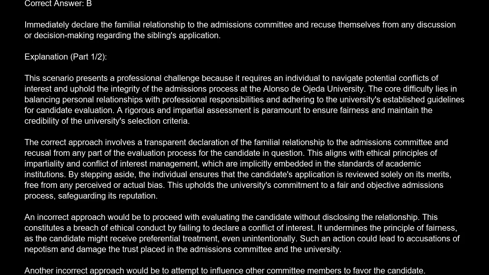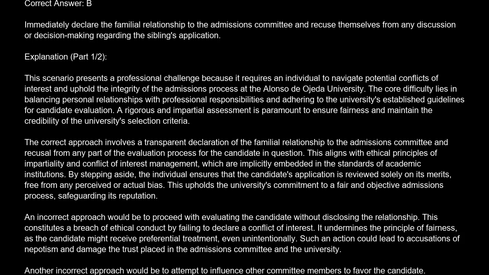The correct approach involves a transparent declaration of the familial relationship to the admissions committee and recusal from any part of the evaluation process for the candidate in question. This aligns with ethical principles of impartiality and conflict of interest management, which are implicitly embedded in the standards of academic institutions. By stepping aside, the individual ensures that the candidate's application is reviewed solely on its merits, free from any perceived or actual bias. This upholds the university's commitment to a fair and objective admissions process, safeguarding its reputation.